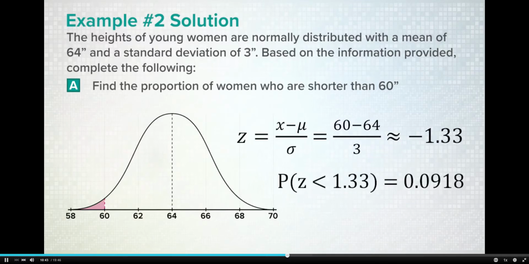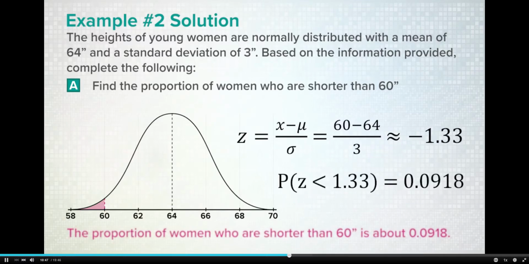The last step is decide on the answer. Is 0.0918 what I want? Or will I have to subtract it from 1 to get my answer? Looking at my picture, this is exactly what I want. The proportion of women who are shorter than 60 inches is about 0.0918.